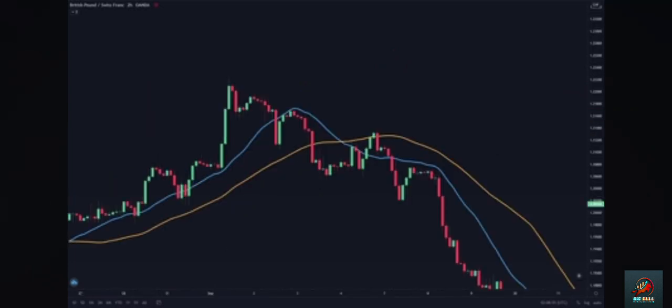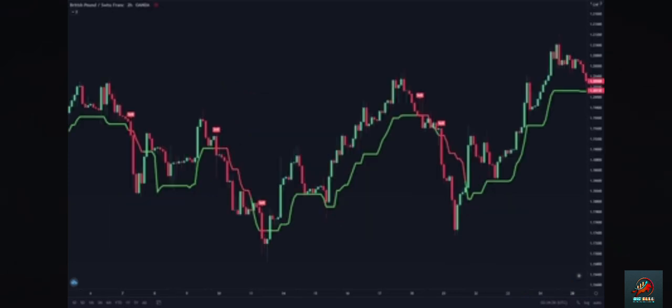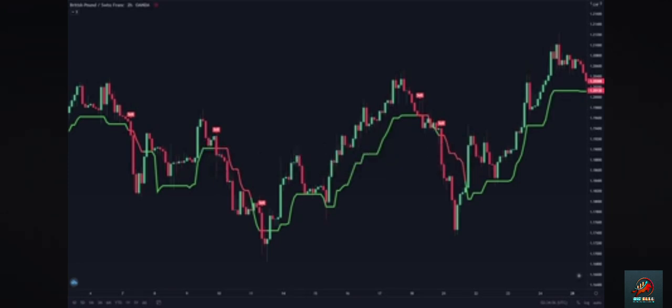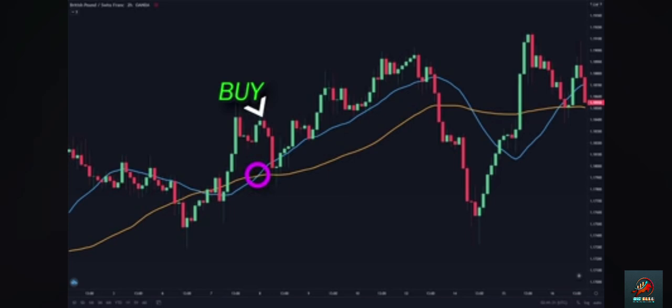And if the 20 MA crosses below the 50 MA, you take a sell position. And for your exit signal, you can use an exit indicator like the ATR trailing stop loss to exit your trades. This will give a much better exit compared to if you waited for the moving average to cross over again. For example, let's say you took a buy position here.